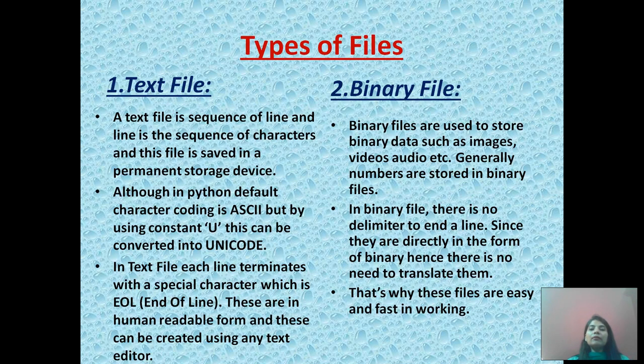There are two types of file. One is the text file, the second is the binary file. So what are text files? Text files are a sequence of lines and a sequence of characters that is saved in our system, or we can store the files in a permanent storage device like our hard disk. Although in Python the default character coding is ASCII, we can also convert it to Unicode by specifying the capital U.